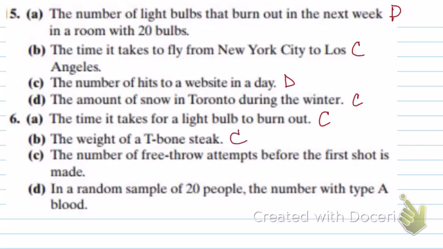The number of free throw attempts before the first shot is made. Yep. And in a random sample of 20 people, the number with type A blood. Now think about that last one. If we said X is that random variable, what values could it take on?